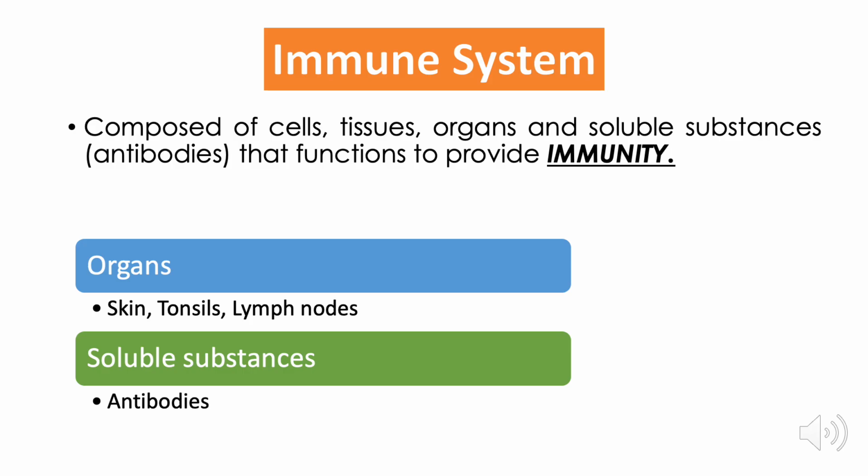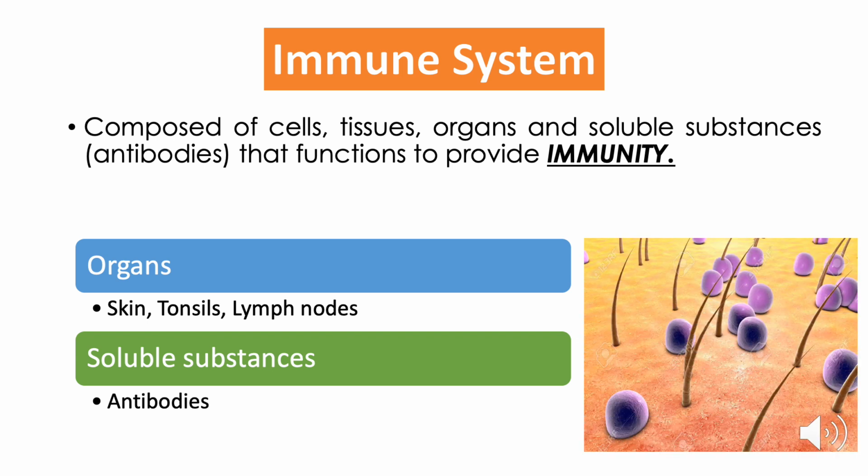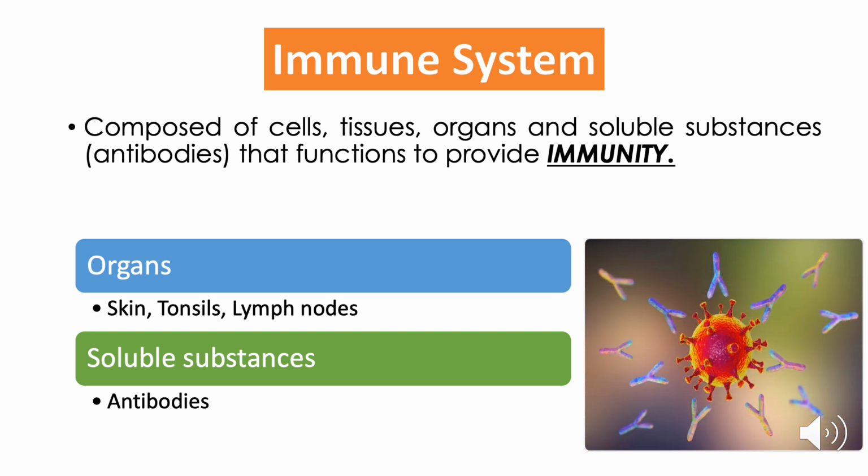The third component of the immune system is the organ, and the best example I can give you is our skin. The skin is lined by stratified squamous keratinized epithelium, and it provides a good barrier against the entry of microorganisms into our body. So I hope at this point you have already realized that the immune system is not just the function of our white blood cells. The last but not the least among the components of the immune system are the soluble substances. And the best example I can give you is our antibody.